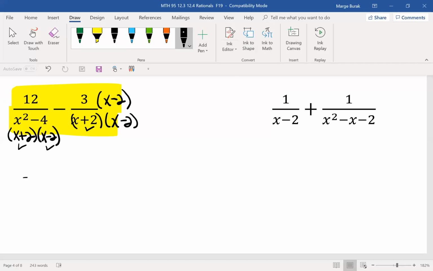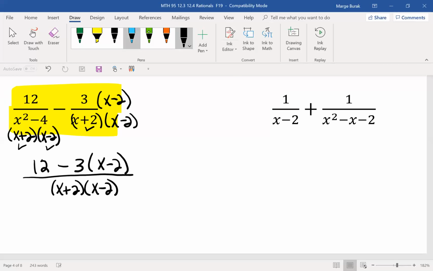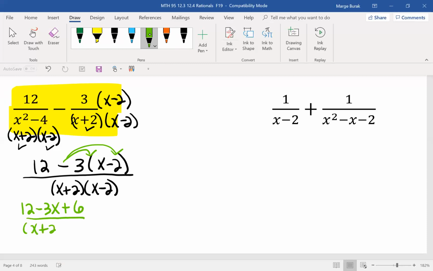Okay, and so our common denominator will be, might as well keep it, x plus 2, x minus 2. And this one's good, so we'll keep our 12. And this one we have minus 3 times x minus 2. Okay. So once we've got our common denominator, let's combine our numerators. So we'll distribute that negative 3. We get 12 minus 3x, and negative 3 times negative 2 is plus 6, all over x plus 2, x minus 2.